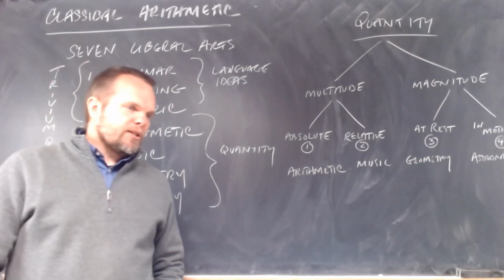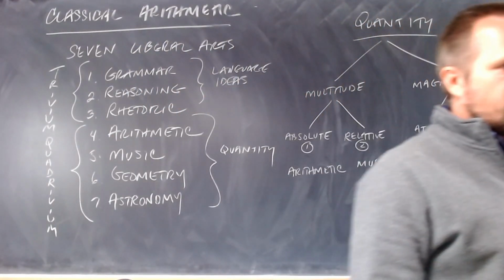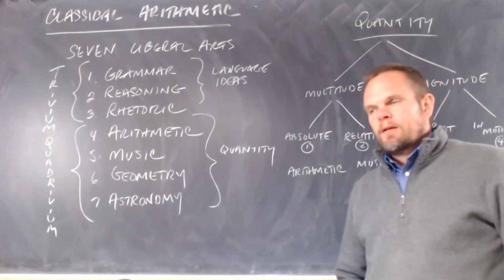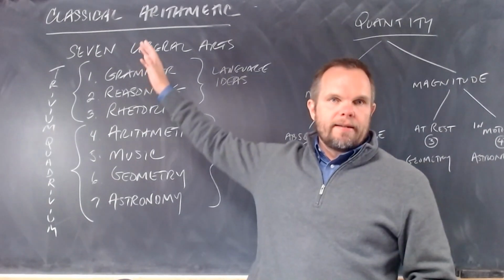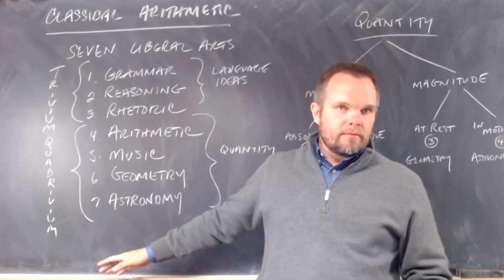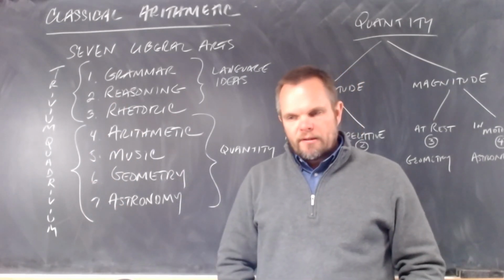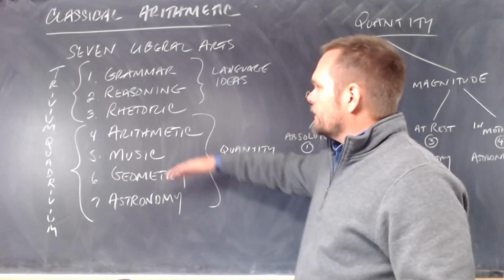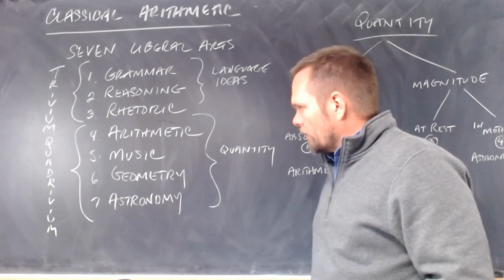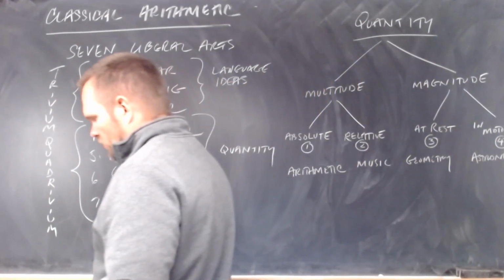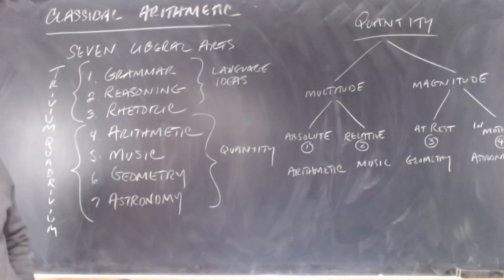Okay, so at this point, you should know what the seven liberal arts are. You should be able to name them in order, because this isn't just a random list. This is an order of seven liberal arts. And they divide into two groups, the three arts of the trivium and the four arts of the quadrivium. You should know what those are.